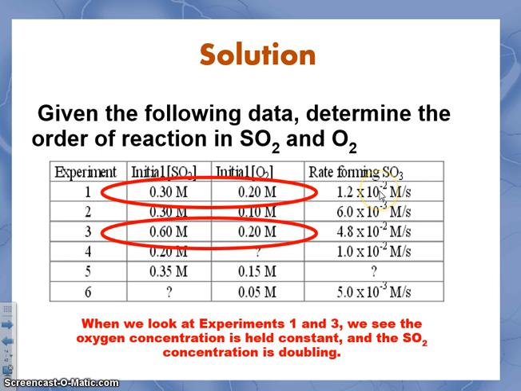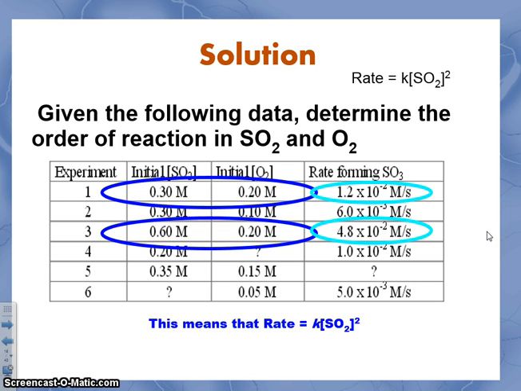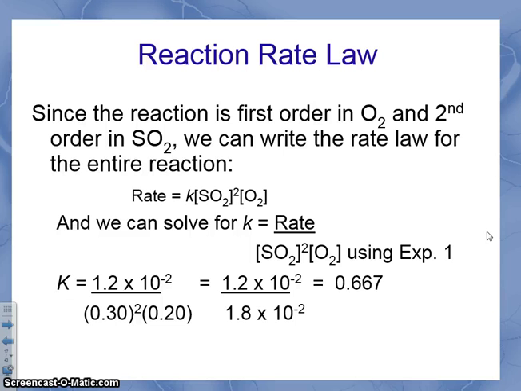And that means if you look at the rate, you see the rate is quadrupling, going from 1.2 to 4.8 times 10 to the negative 2. So this is 2 squared, or 4 times the initial rate here, and this is doubling. So as this doubles, this is quadrupling. That means that the rate is proportional to K times the sulfur dioxide concentration squared. The reaction is second order in SO2 because the exponent is a 2.